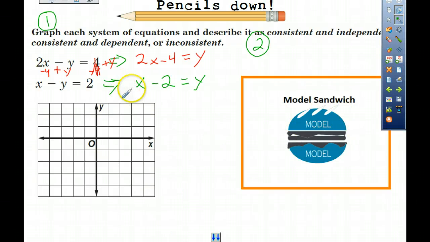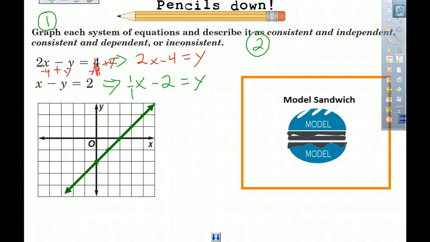All right. So if we graph this, let's graph the second one. What's the slope of this one? 1. Okay, so go to -2. Up 1, right 1, and so on. Again, you can just watch up here. Solid or dotted? Solid. Equals. Good. All right. What about here?